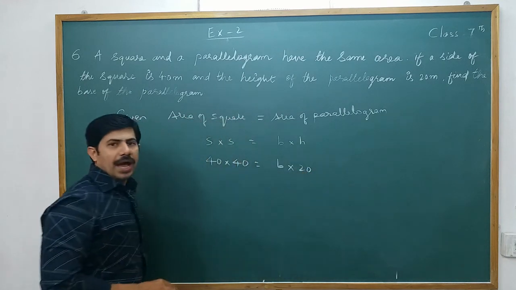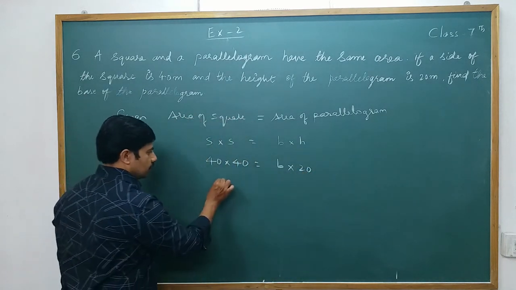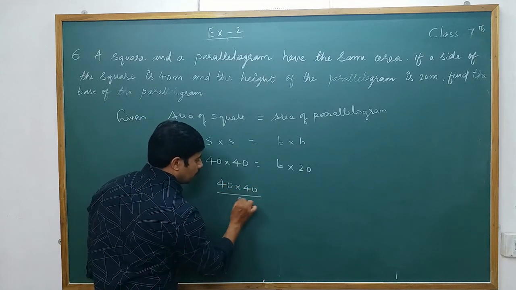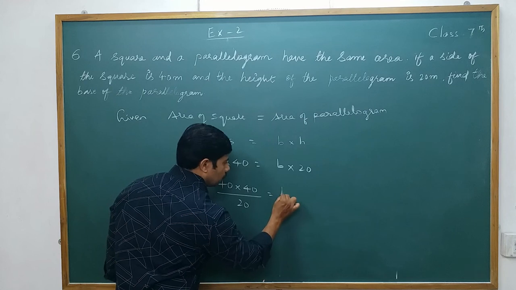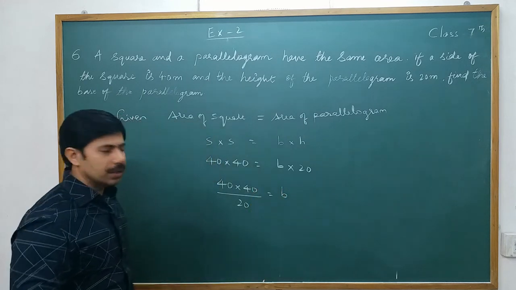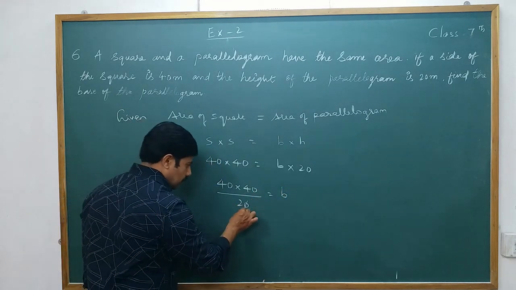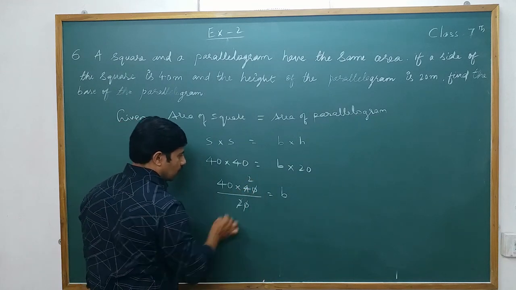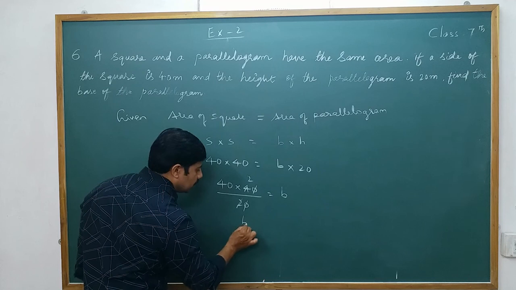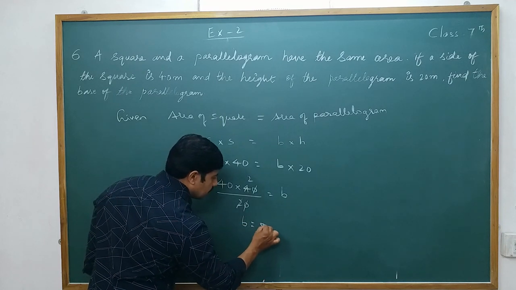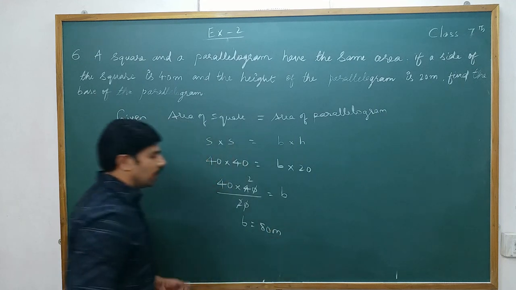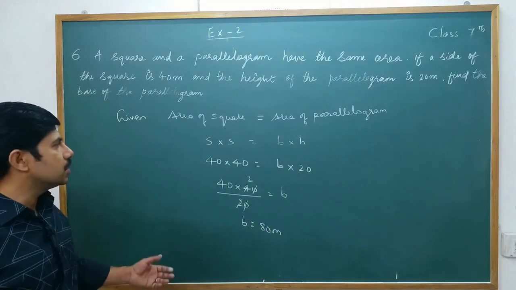Now as we need the base, 40 into 40 by 20 is equal to base. So the zeros we can eliminate. 2 ones are 2, 2 twos are 4. So 40 into 2 is 80. So base is 80 meters. So what is the base we get? 80 meters. Okay, this is completed.